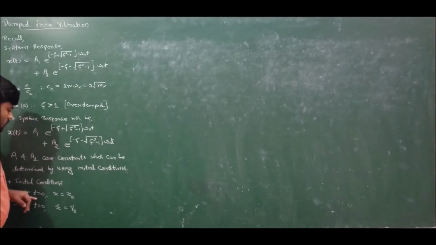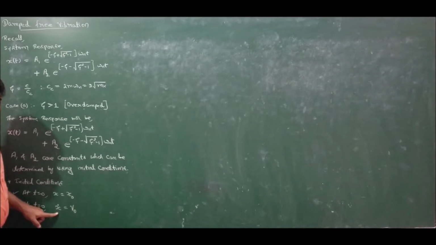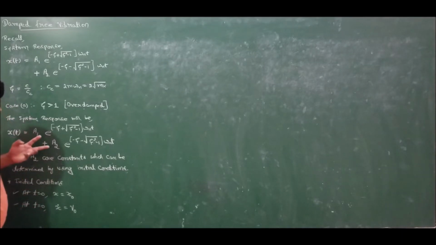So at time t is equal to 0, I know both displacement as well as velocity. I know the numerical value of displacement and the numerical value of velocity at time t is equal to 0. Now we have two conditions and two unknowns, a1 and a2. Substitute these initial conditions into the system response equation and solve, and I will get the values of a1 and a2.